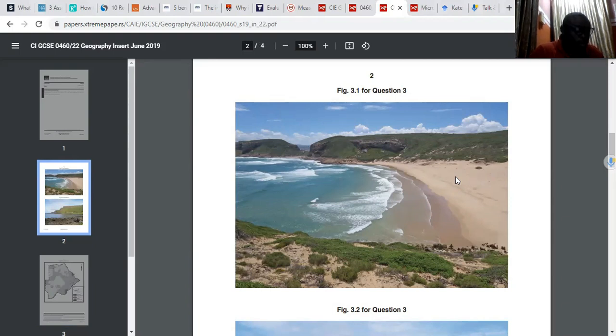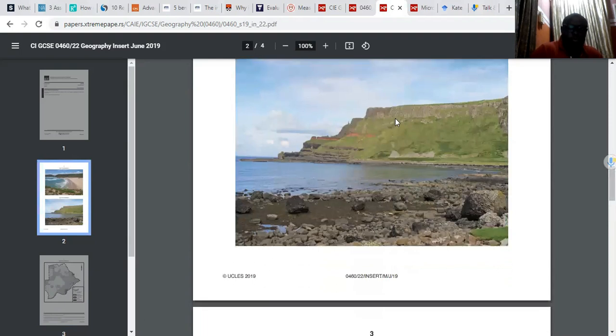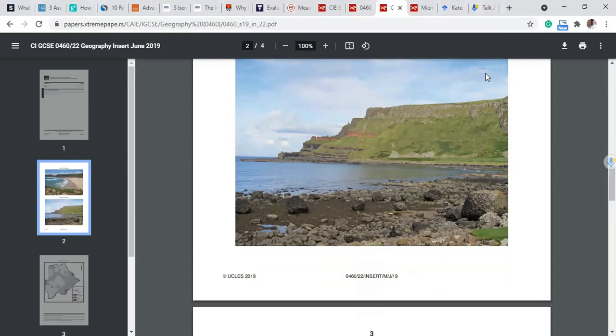The headland is steep. So let's go to the other question. Okay, so this one now, what do you think this is? This is another cliff here that has some grasses on it. So what can you say about the grass? It has grasses on it, and it's a very steep cliff with grasses.